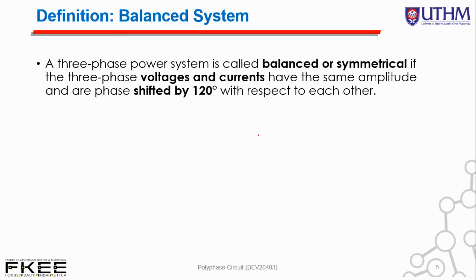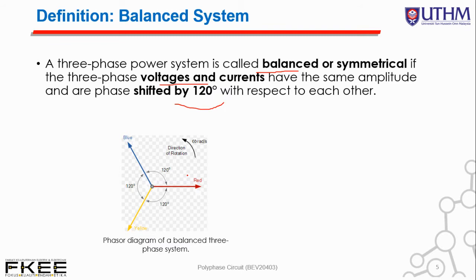So, introduction. The balanced system we have seen earlier: what a balanced or symmetrical system is all about. In terms of phase voltages and currents, they have the same amplitude and are phase shifted by 120 degrees with respect to each other. This is how it looks in the phasor diagram. We have the red phase, the yellow phase, as well as the blue phase. This is the direction of rotation of your machine, for example, with omega radians per second. They are shifted by 120 degrees from one to another.